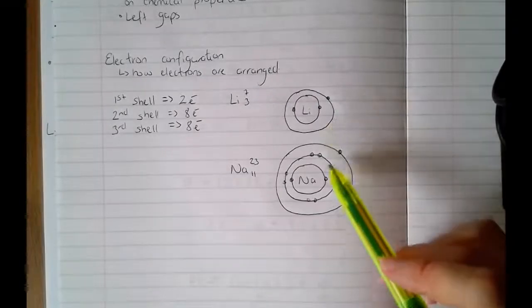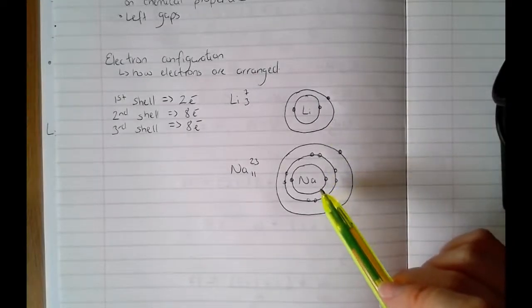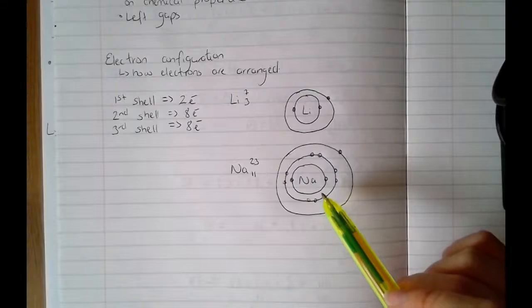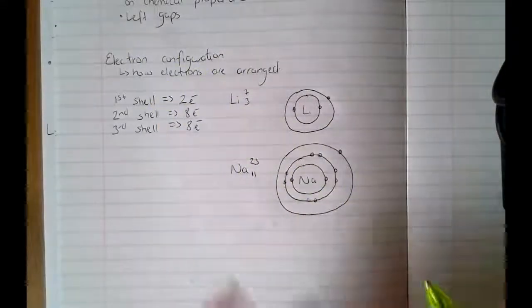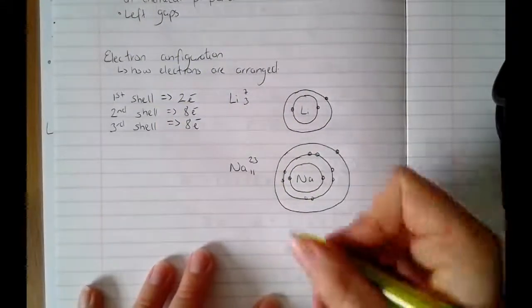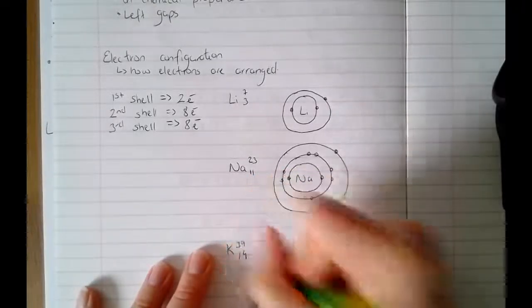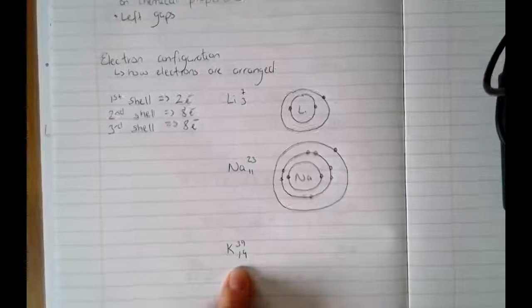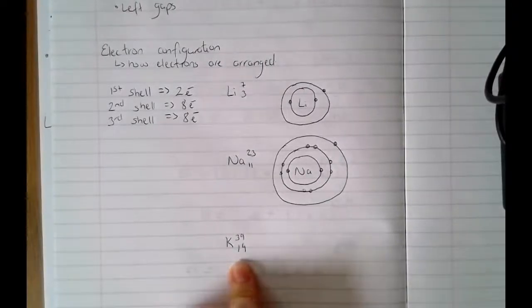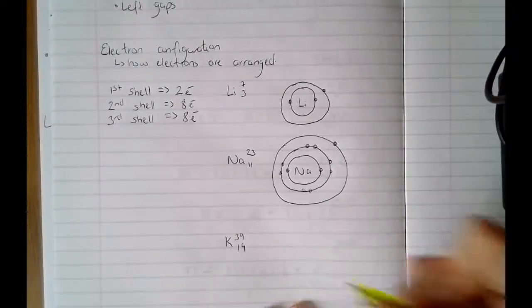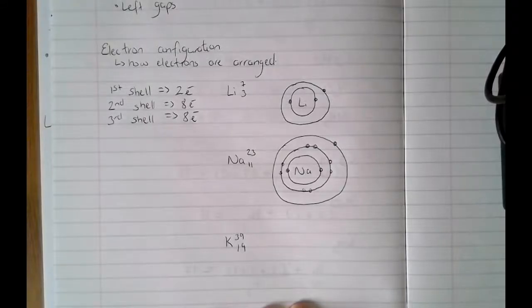This is what you would do if you were asked to draw electron shell diagrams or to draw a diagram to represent electron configuration, but you can also just be asked to write electron configuration. So if I look at potassium, which has an atomic number of 19, so it has 19 electrons, if I was asked to just write the electron configuration, I would just write down how many electrons are in each shell.